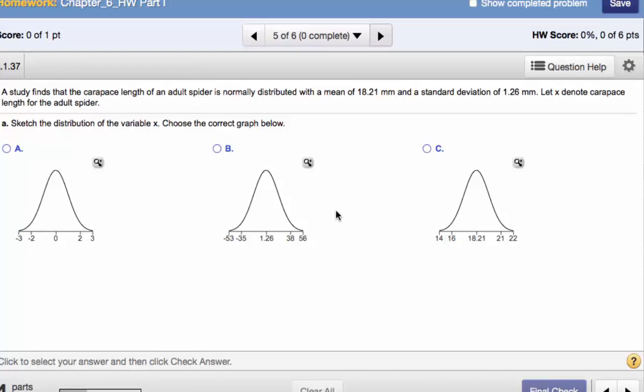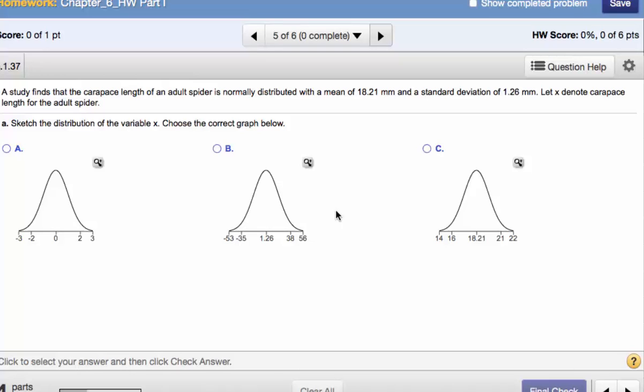Okay, so a study finds that the carapace length of an adult spider is normally distributed with a mean of 18.21 millimeters and a standard deviation of 1.26. Let X denote carapace length for an adult spider.